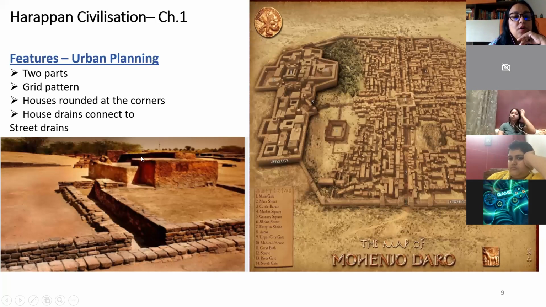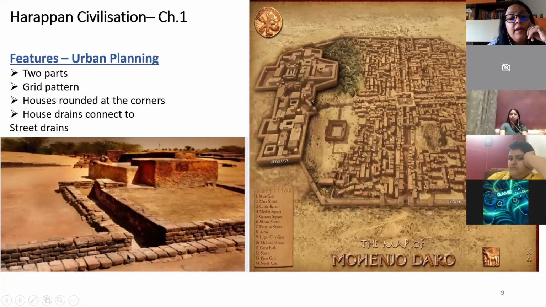Now if this was the house washroom, from the washroom, the drain was made and it used to get connected to the city drains. This is the main drain of the city. Street drain. This is the street drain and this is the house drain. So the house drain got connected to the street drains, and the drains were made of brick. Okay, they were made of brick and they were covered.